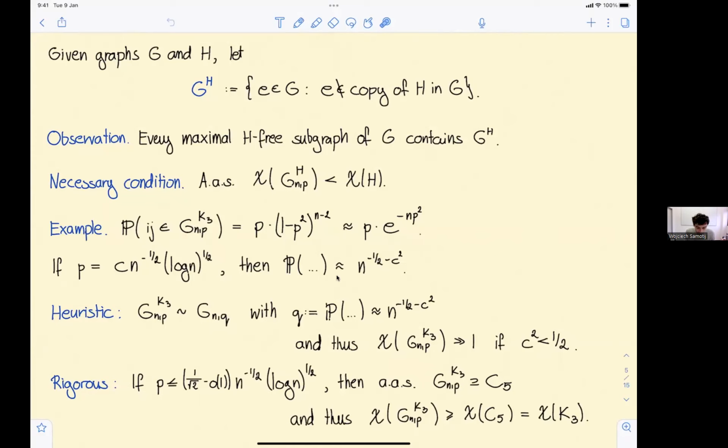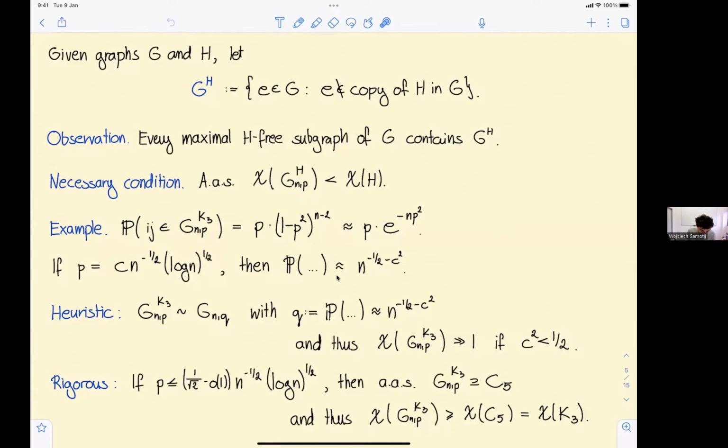Now, if the largest H-free subgraph of G has chromatic number less than chi of H, then this also must be true about the graph G^H, because it's contained in every maximal and therefore every largest H-free subgraph of G. So one necessary condition would be that typically, if we calculate this subgraph in G(n,p), its chromatic number must be smaller than the chromatic number of the graph H.